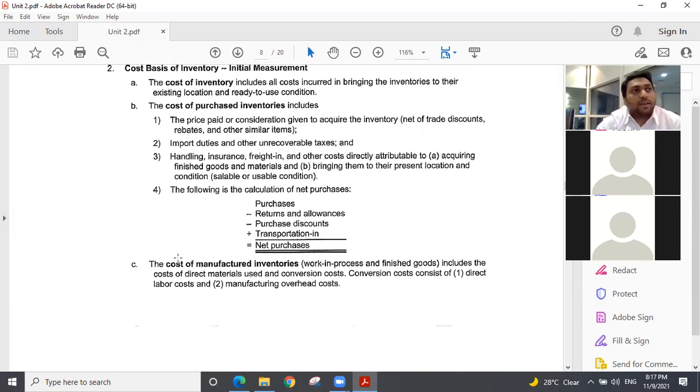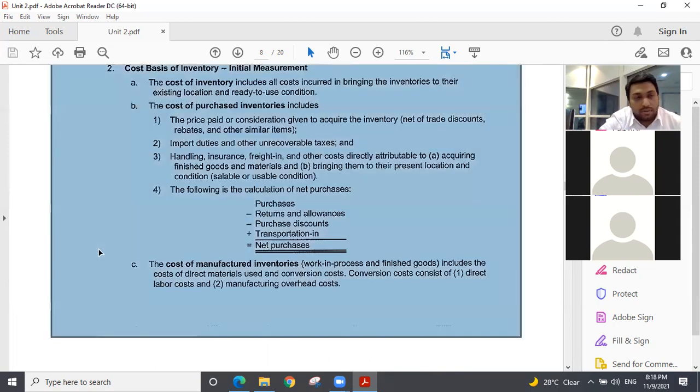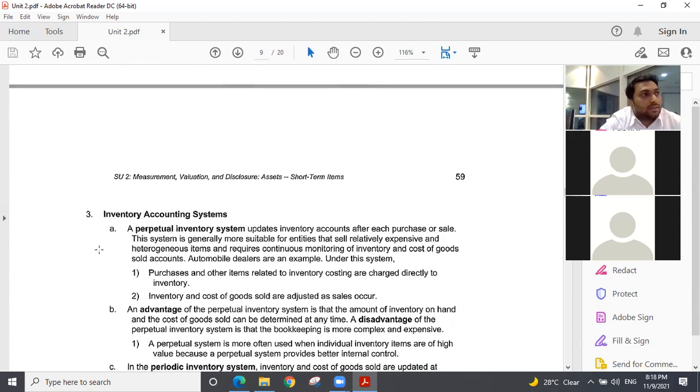Then cost of manufacturing inventory. Cost of manufacturing inventory, that is work in progress, process and finished goods, include the cost of direct material used and conversion cost. Conversion cost consists of direct labor cost and manufacturing overhead.